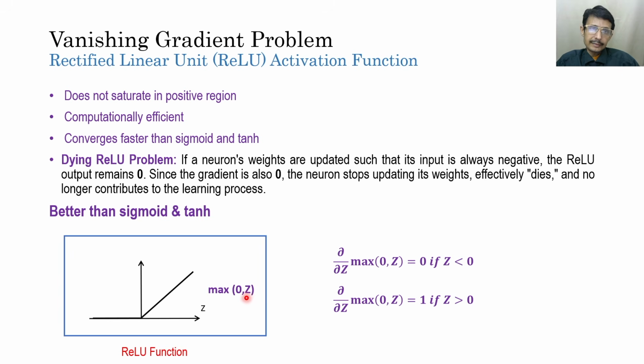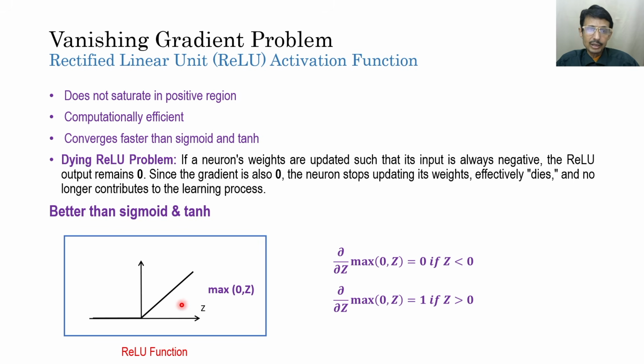Now, the major improvement is the rectified linear unit, popularly known as the ReLU activation function. One positive thing here is that it does not saturate in the positive region. And it is computationally efficient because it's a kind of linear function, and it converges faster than sigmoid and tanh. Because of this, if the value of z is greater than 0, then the vanishing gradient problem is not a big issue here.